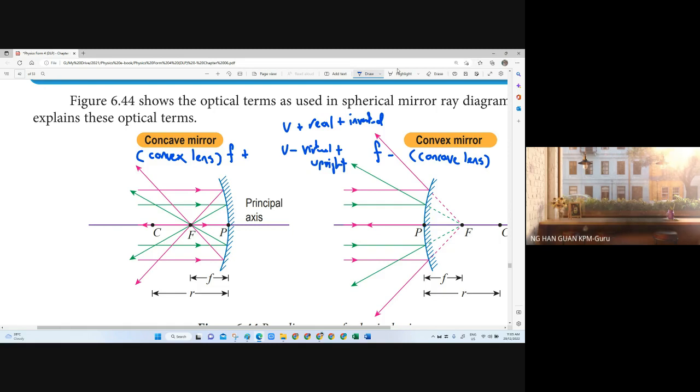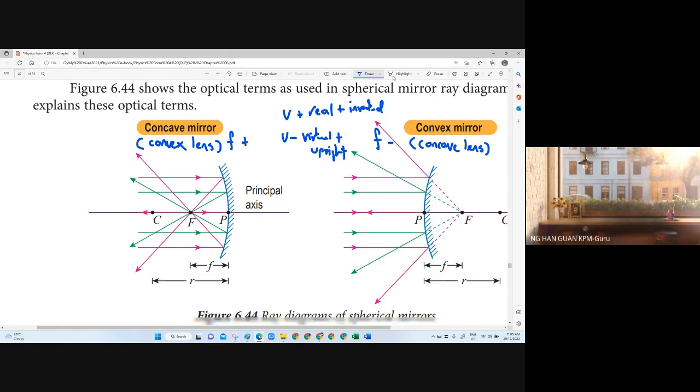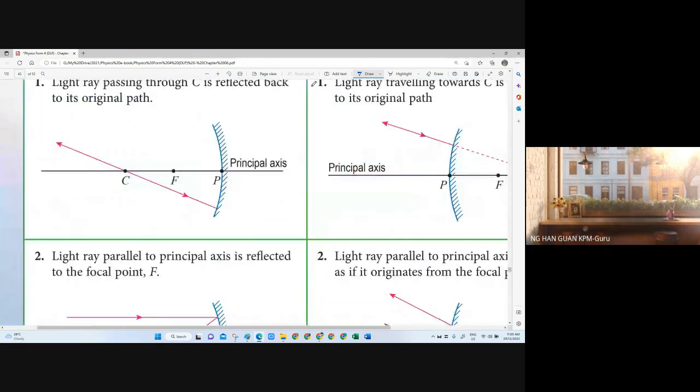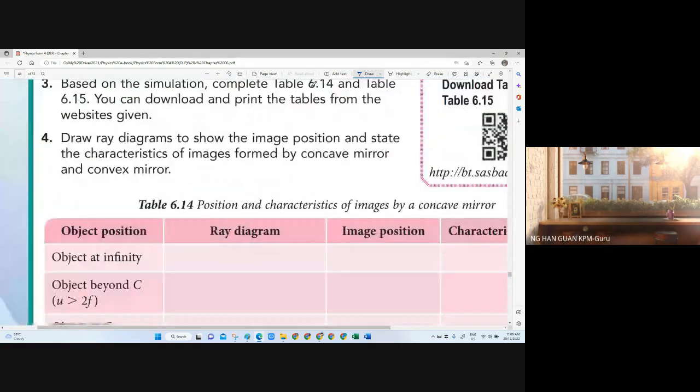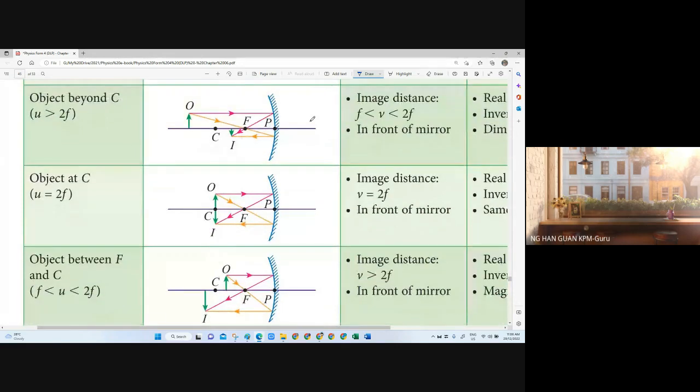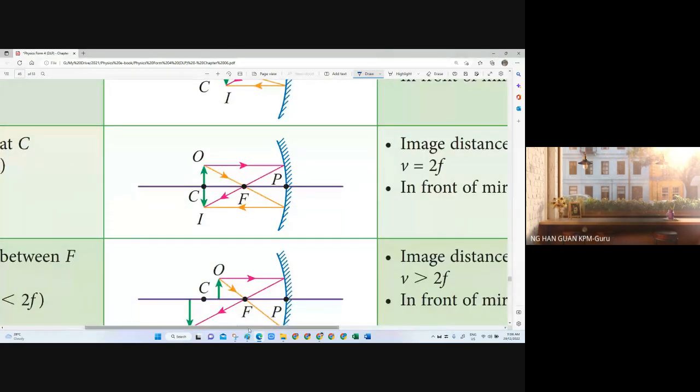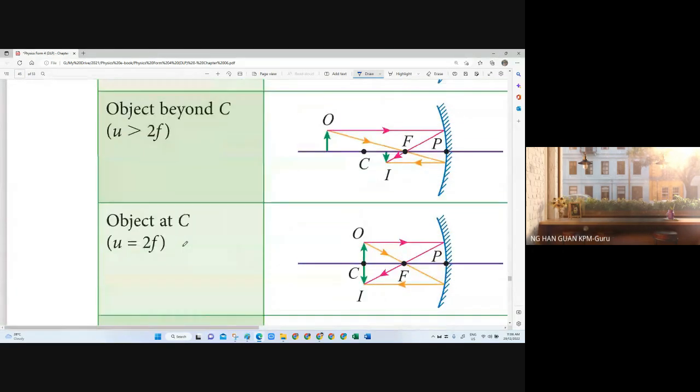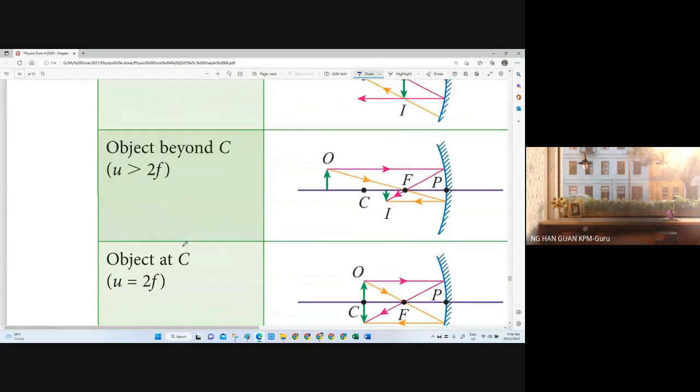So it still will be the same as what we applied before this. Okay, so now you see. So let's say I take anyone's games here. Let's say we don't want to focus on the drawing. We focus on the terms and conditions here. So let's say we're talking about this C, object beyond the C.